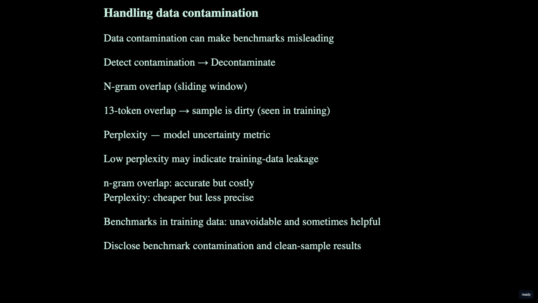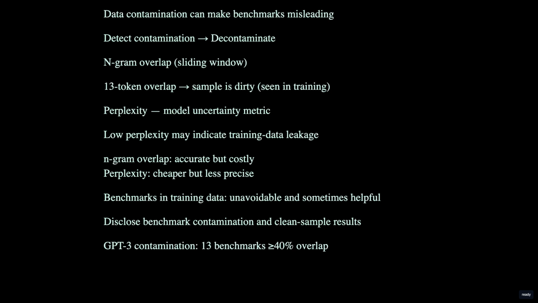Model developers commonly try to exclude benchmarks from their training data, and when reporting results, it's best to be explicit. Report what fraction of the benchmark appears in your training set, and give performance both on the full benchmark and on the remaining clean samples. Detecting and removing contamination takes work, which is why some teams omit this step, but omission makes comparisons less trustworthy.